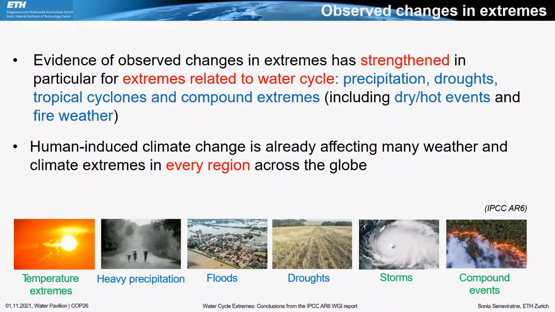So human-induced climate change is already affecting many weather and climate extremes in every region across the globe. I think this is one of the main conclusions of the report, that we see that no region is spared from climate change. Every region is affected in some way by changes in extremes, including water cycle extremes.